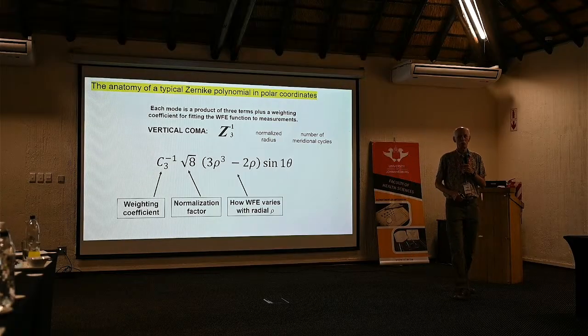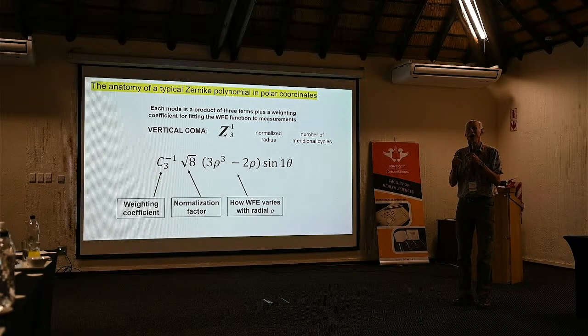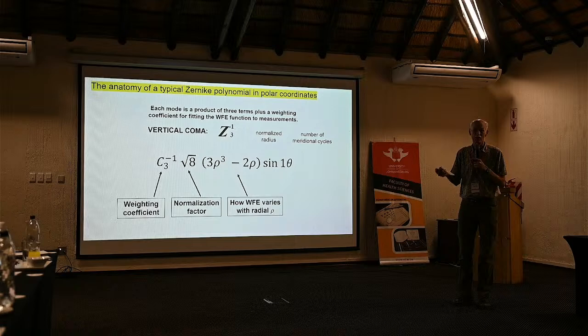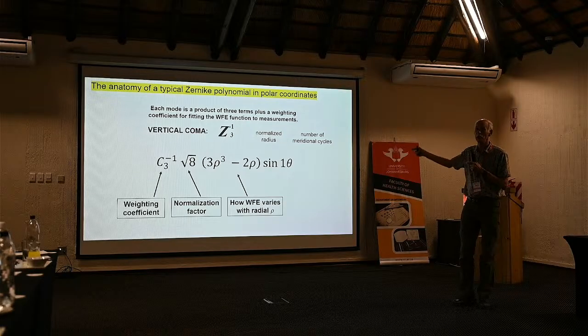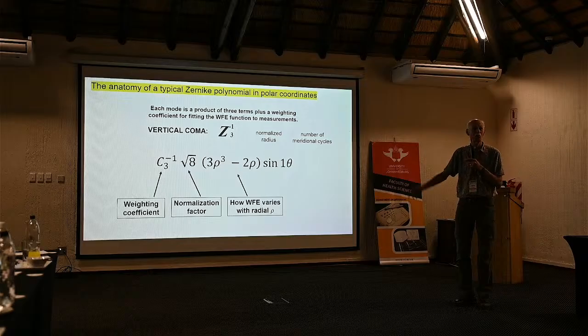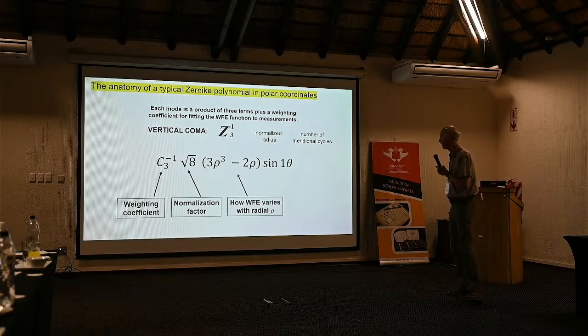Now, the other thing to say about it is that rho is the normalized radius. What that means is we're going to take all of our radial dimensions and divide by the actual radius of the pupil. So the maximum value of rho is going to be 1. It's a convenient thing to do. You don't have to do it, but Zernike did, because it makes the arithmetic a lot easier. You only have to evaluate these polynomials once. They'll always be the same no matter how big your pupil is. So it's a convenience factor.